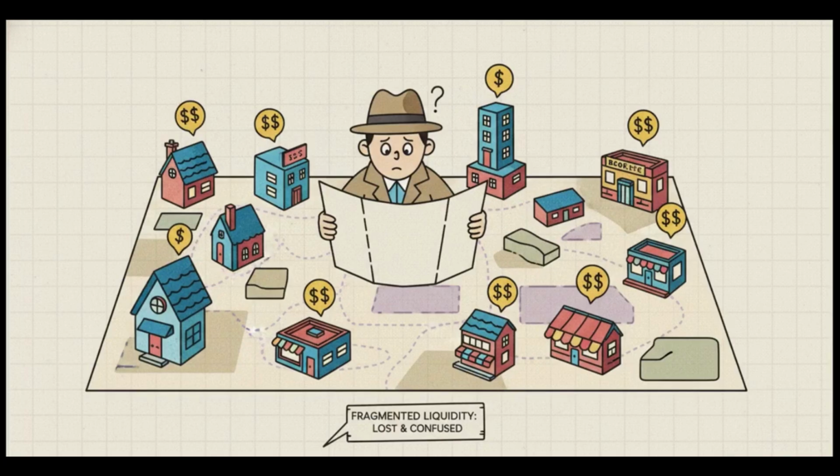Okay, picture this. Imagine you're trying to buy a rare book, but instead of one giant library, you've got dozens of tiny bookstores all over town. Each one has a couple of copies, each has its own price, and you can only check one at a time. That's pretty much what trading feels like on a fragmented network.